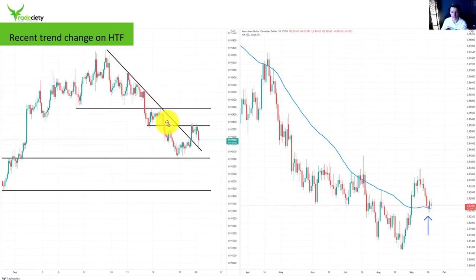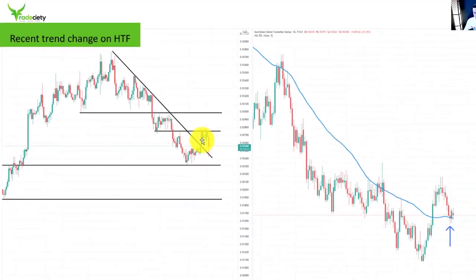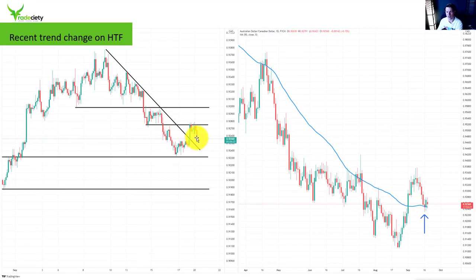And also on the lower time frame here on the left, we can see we don't want to trade short because the market has already been trading lower for a long time, and the market has just broken above a trend line. So two things that really speak against a short market.